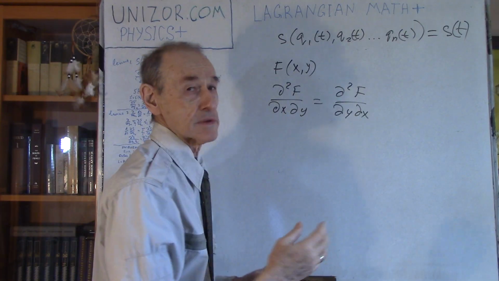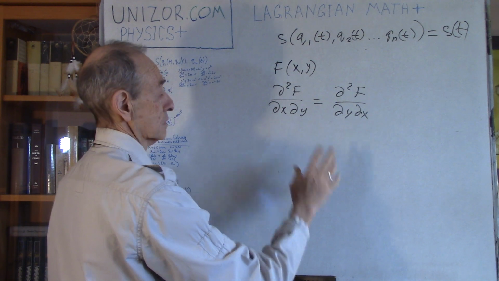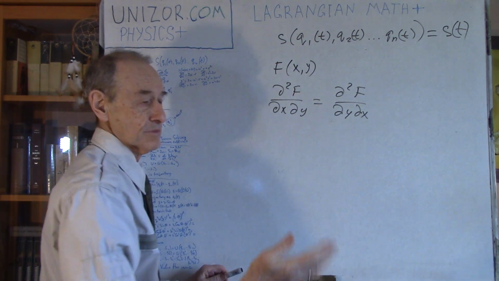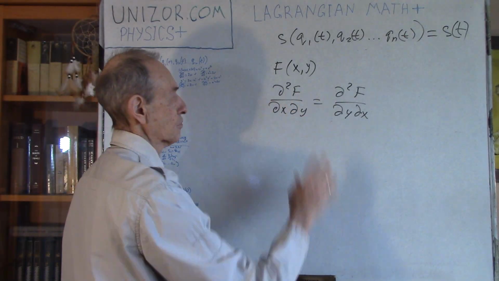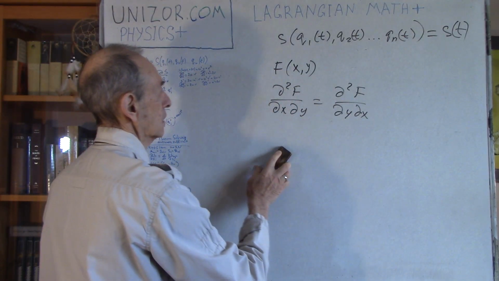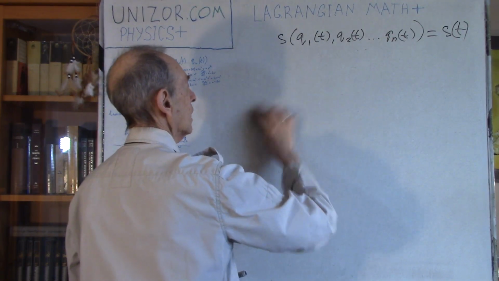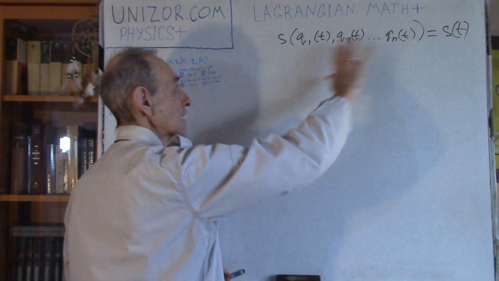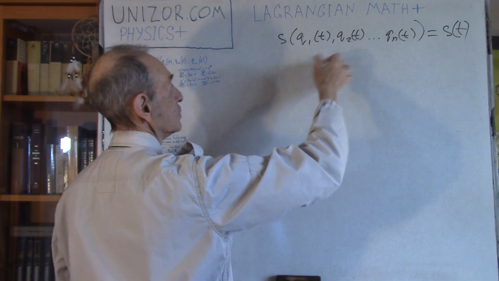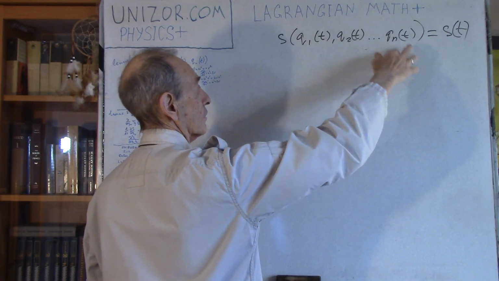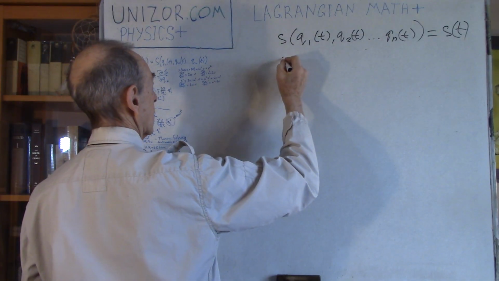Under very broad conditions, this is true. It's called the Schwarz theorem. I'm not going to prove it, I'm going to use it. The proof is not very difficult, but I just don't want to spend time. It's basically a textbook theorem in calculus. So I'll just use it. But in this particular case, the situation is slightly different. As you see, we have a function which depends on functions of t.